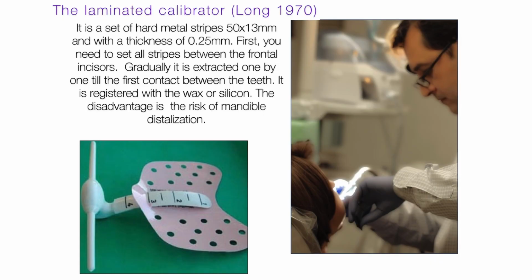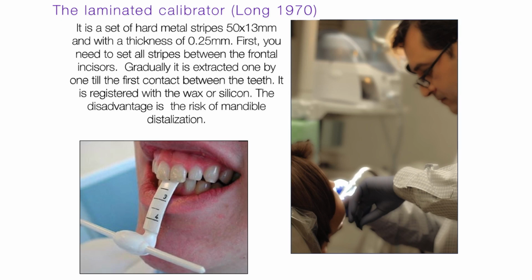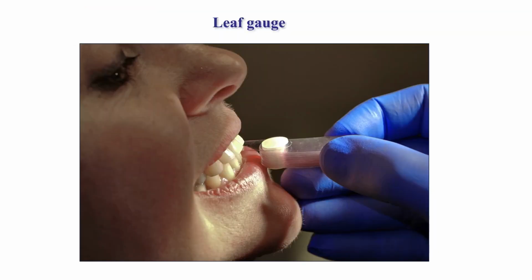The laminated calibrator has some modifications which allow us to do the following. Gradually removing the stripes, the calibrator is set in the oral cavity, the teeth are closing and the doctor removes the stripes till the occurrence of primary contact in the distal area, for example. Then one stripe is taken back and the registration is provided.